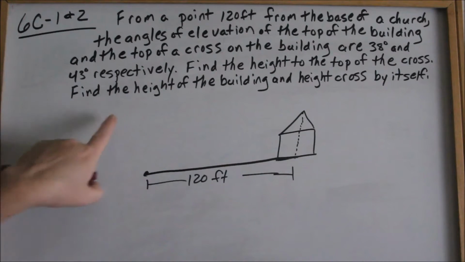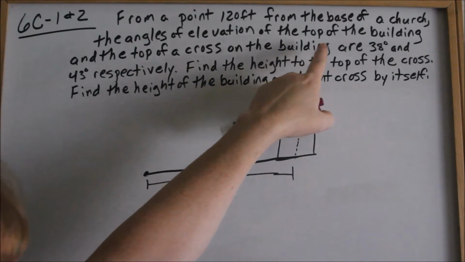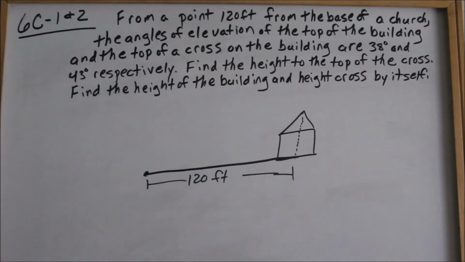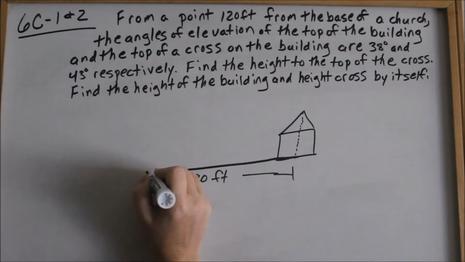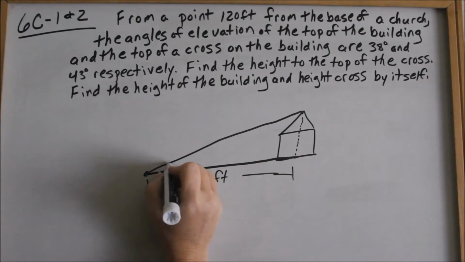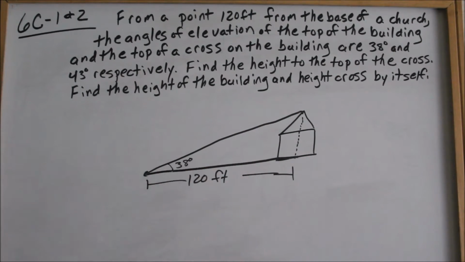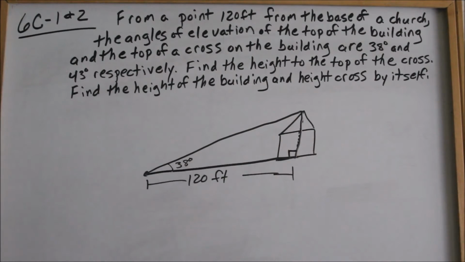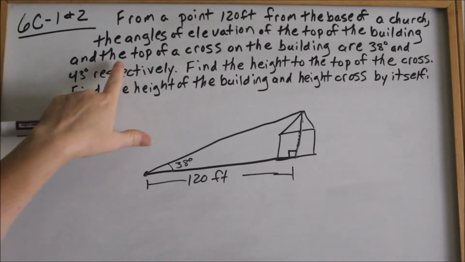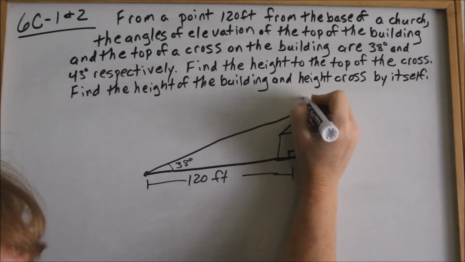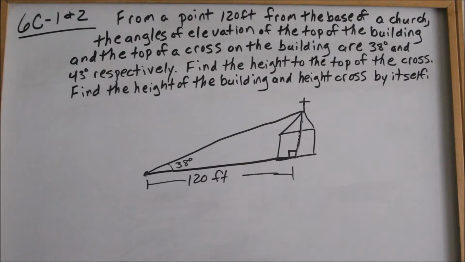Okay? Respectively means the first thing they said goes with the first number. So the angle of elevation of the top of the building was 38 degrees. Okay? So the angle of elevation to the top of the building right there, that angle of elevation is 38 degrees. That's to the top of the building. Here is my right triangle. Then it also said to the top of a cross on the building. So you also have a cross at the top of the building.